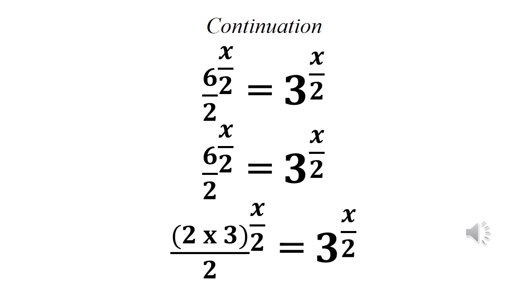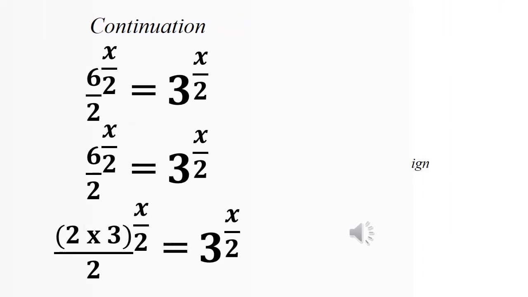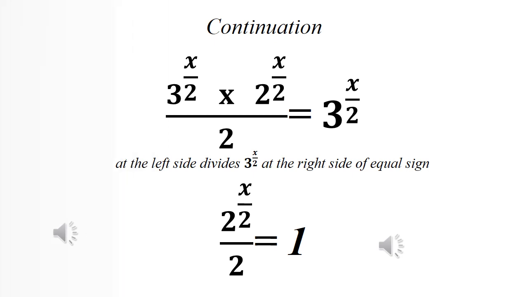Then if we factor out 6 as 2 times 3, then raised to power x over 2 equals 3 raised to power x over 2. That is 2 times 3 raised to power x over 2 divided by 2 again equals 3 raised to power x over 2. This will give us 3 raised to power x over 2 multiplied by 2 raised to power x over 2. That is, if we open the bracket and then give the power to each of them, they are all divided by 2 equals 3 raised to power x over 2.